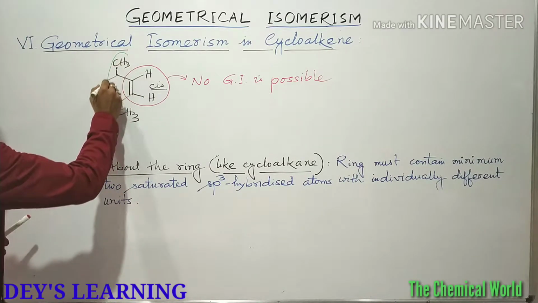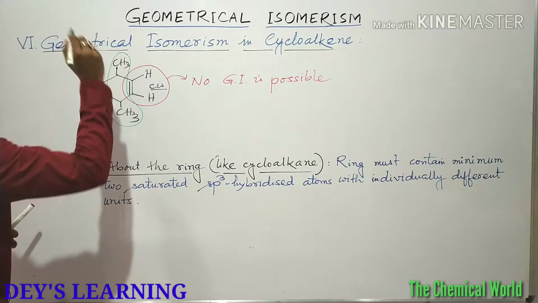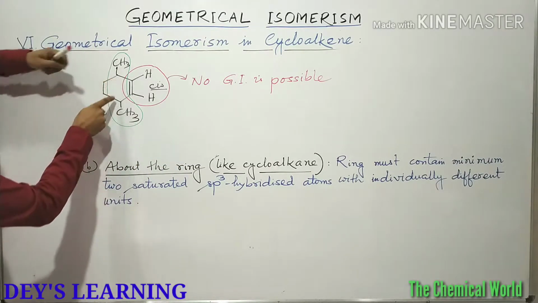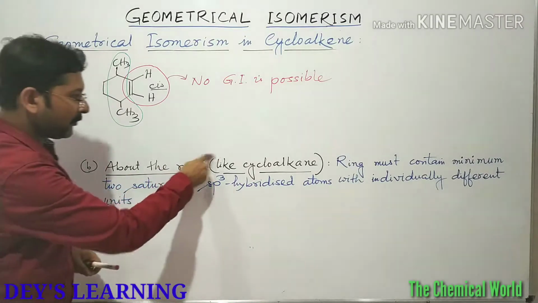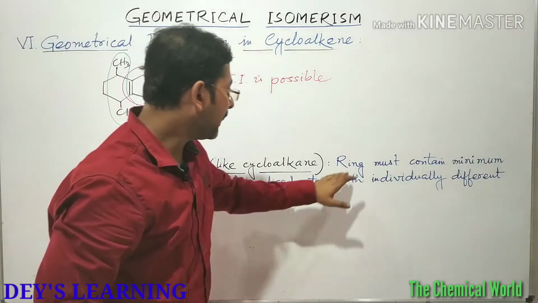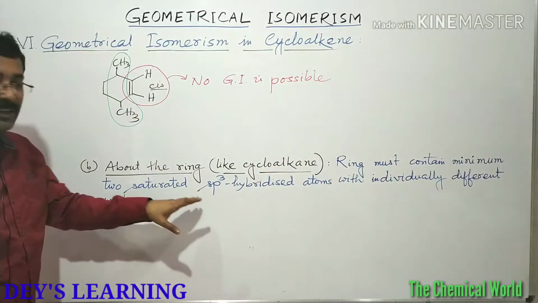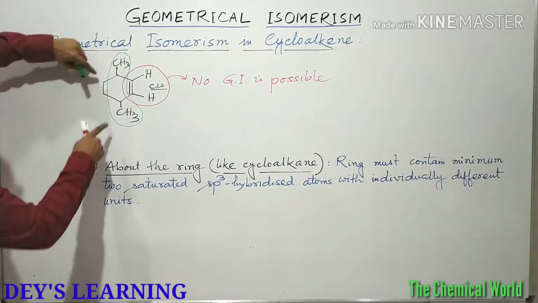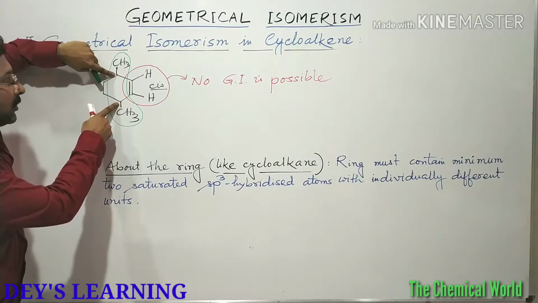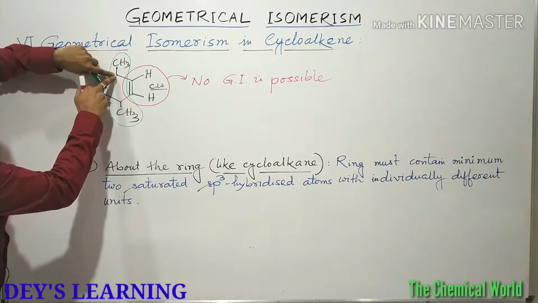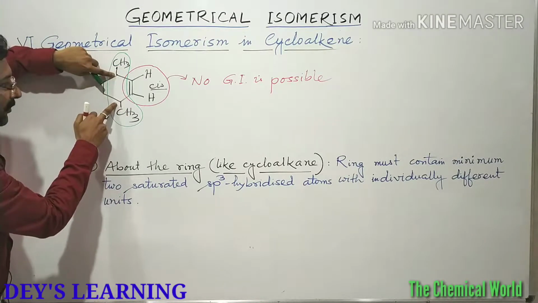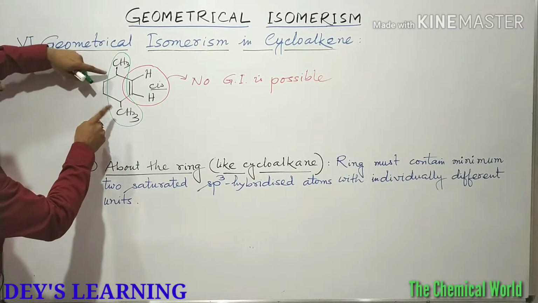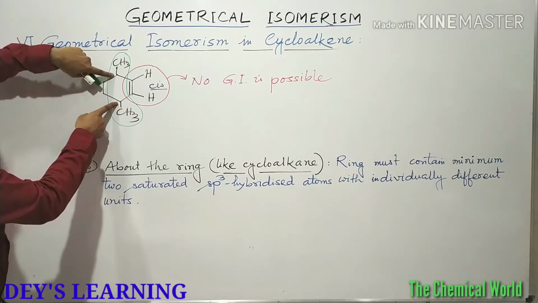Geometrical isomerism is possible around this cycloalkene ring. About the ring, look at here, this 2-methyl. The condition for a cycloalkene ring is that the ring must contain a minimum of 2 saturated sp3 hybridized atoms with individually different units. These two are saturated sp3 hybridized carbons containing 2 different units, because one is CH3 here, one is hydrogen here, one CH3 here, the other is hydrogen here. So geometrical isomerism is possible around this ring also.